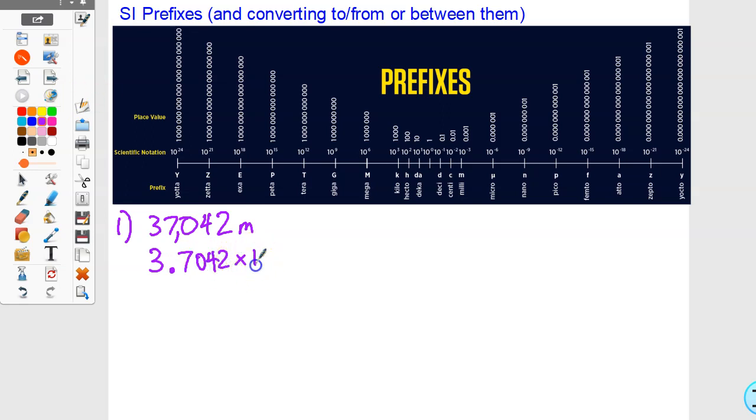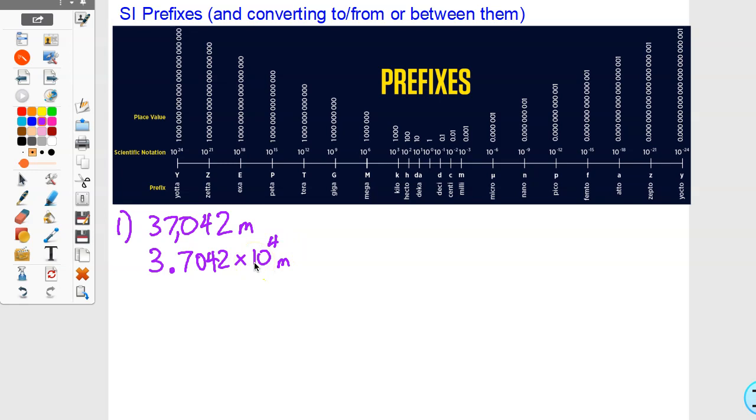So that would be 3.7042 times 10 to the, and how many times did I move the decimal? 4. These are the same measurement. Now, if I look in that prefix table, or the number line up here, the closest power of 10 to 10 to the 4 looks like it might be kilo. So I could choose kilo to rewrite this.